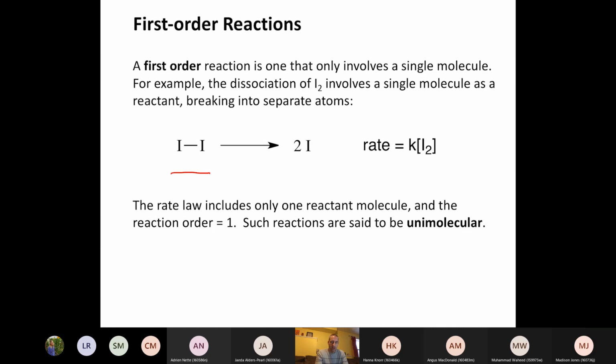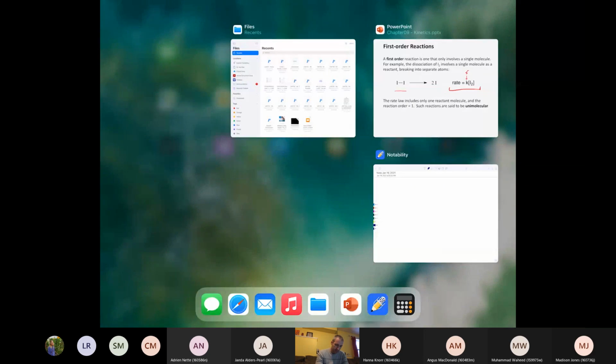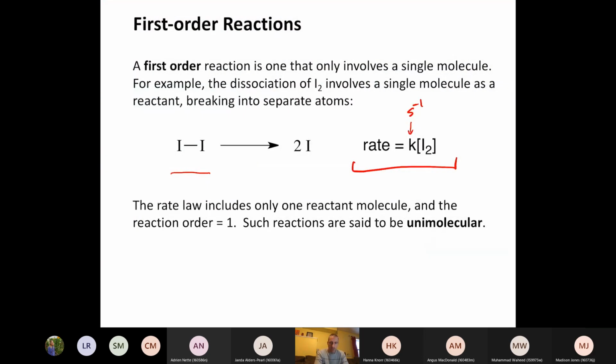And we still call it a collision, I guess, or an event. The collision might be with a solvent molecule that's not reacting. Something has to provide that energy through a collision for the reaction to happen. But we could say that the rate law for this reaction is going to be equal to whatever the rate constant k is, times the concentration of I2, which is the starting material, the reactant. And we know right away that the units for k are going to be s to the minus 1, seconds to the minus 1. The reason for that is rate is molarity, seconds to the minus 1. This is molarity.